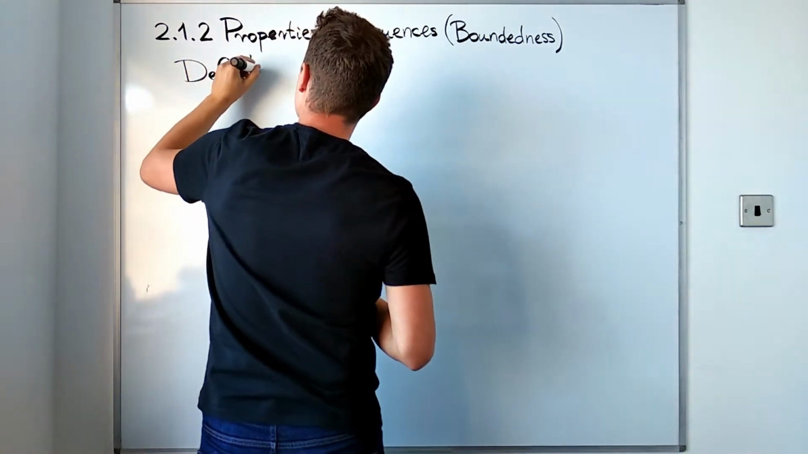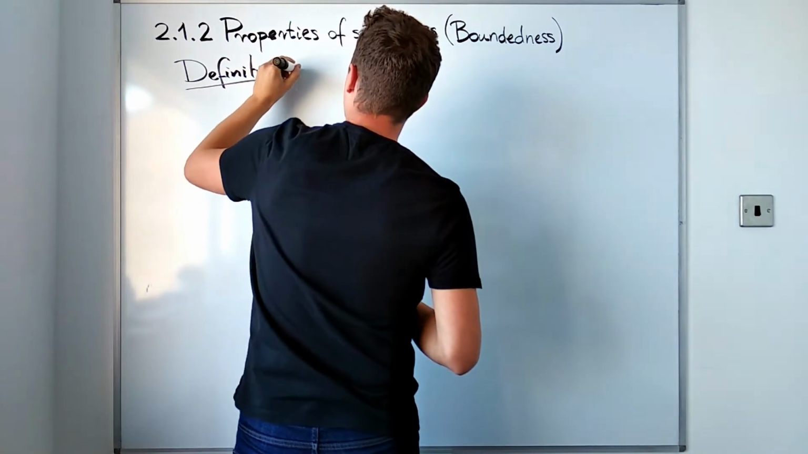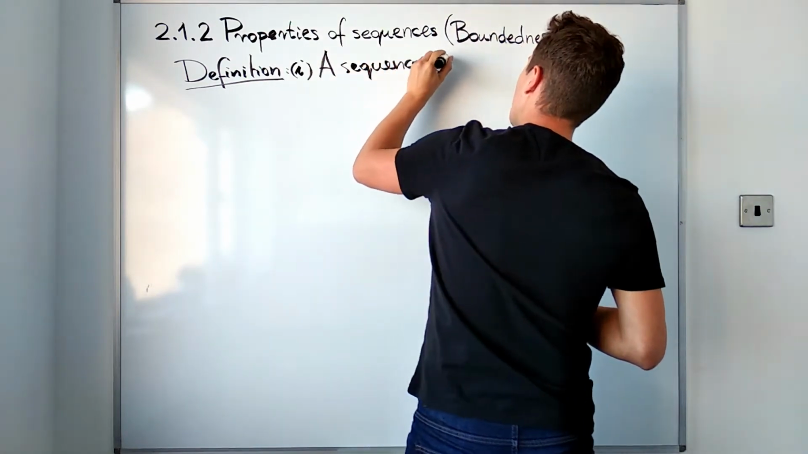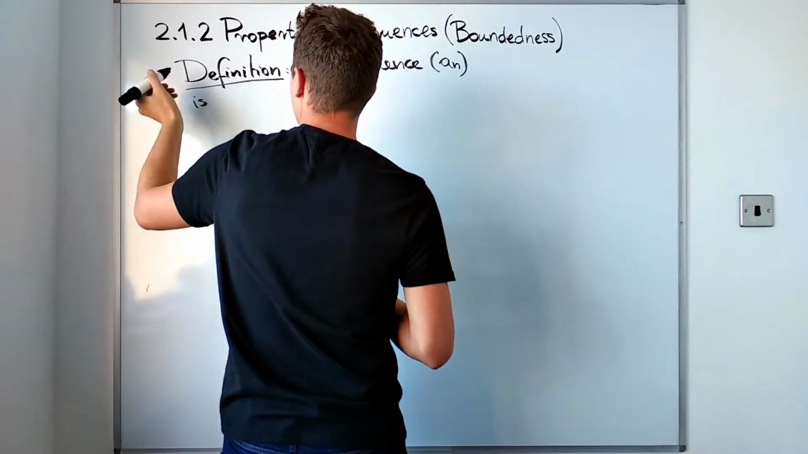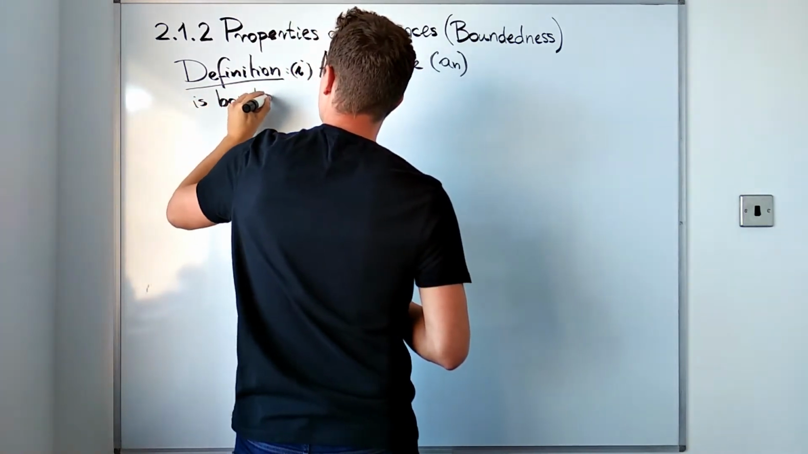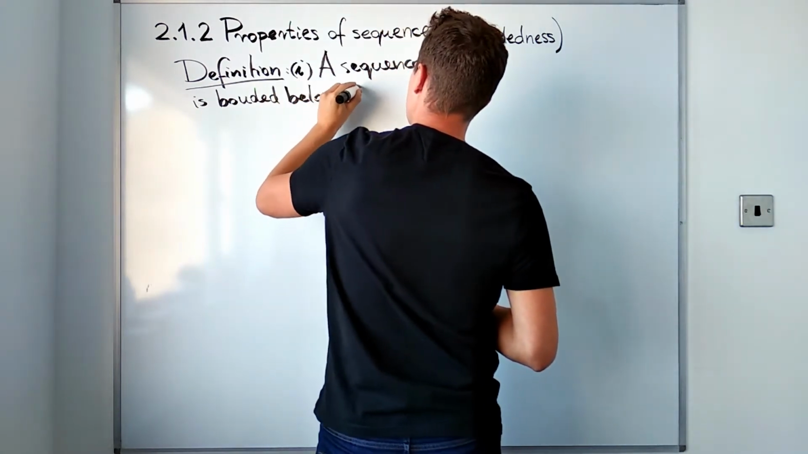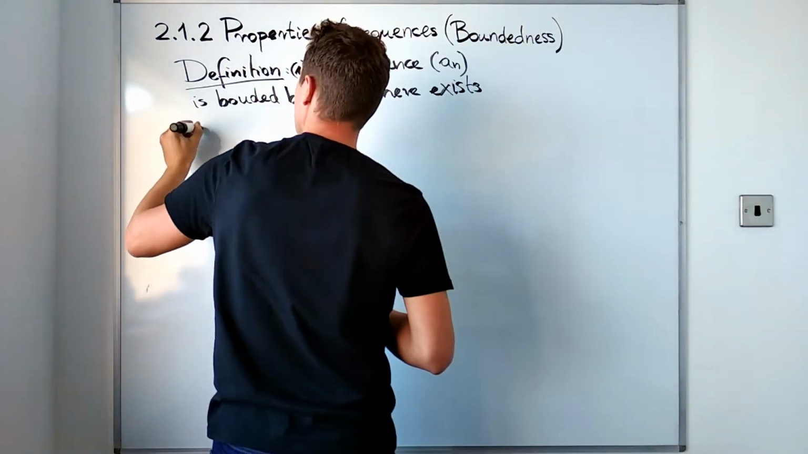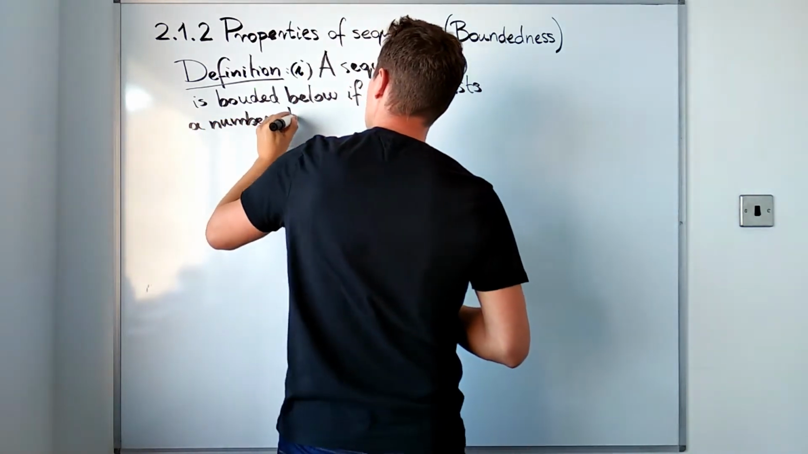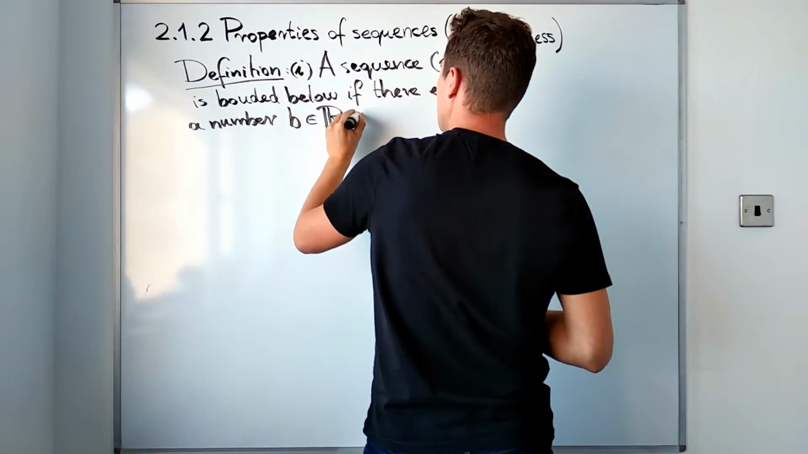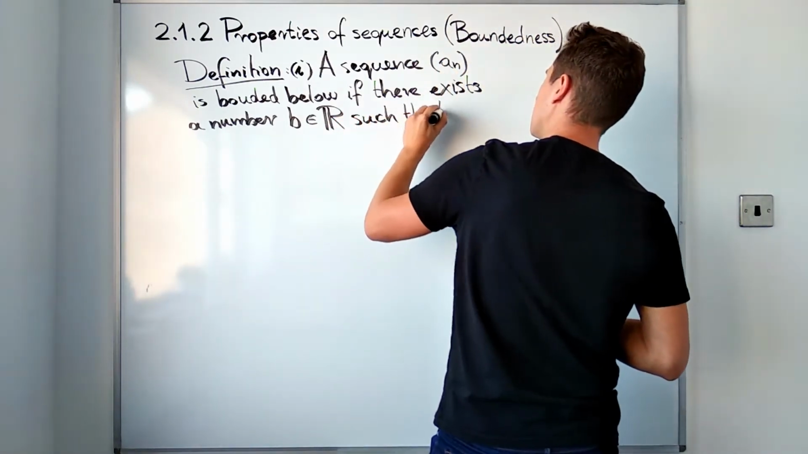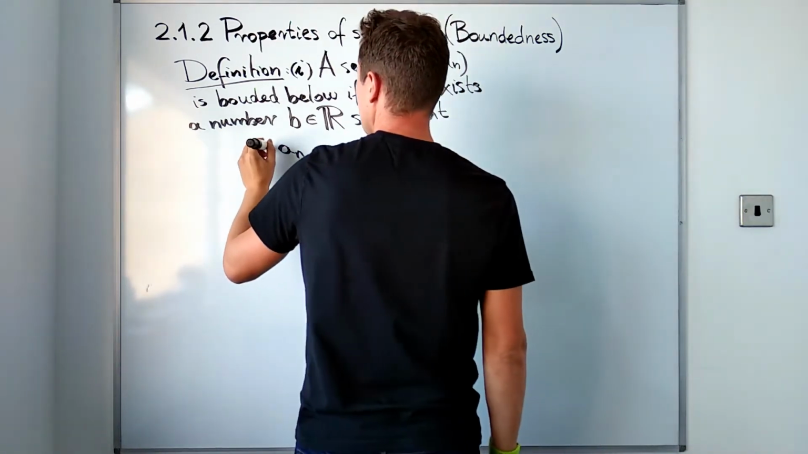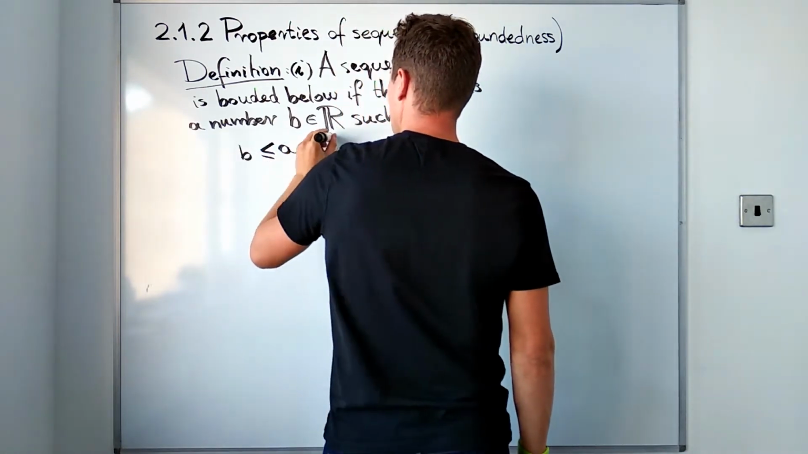So, definition, it will have 3 parts. So a sequence a_n is said to be bounded below if there exists a number, we'll call this number little b, it's a real number, such that the nth term of our sequence is greater than or equal to b for all indices n.